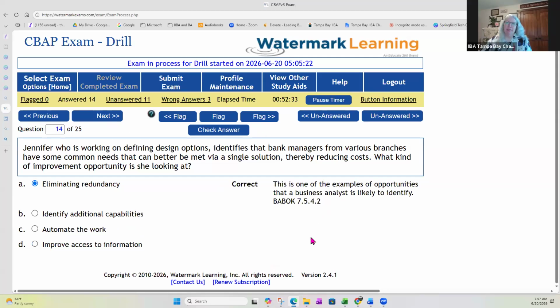A. This is one of the examples of opportunities that a business analyst is likely to identify. So in the question, what's happening is bank managers are using different tools or different processes. And if they all use the same thing, it would make it where they could share information. Employees could go from branch to branch without having to learn a new tool. And so that would reduce costs.